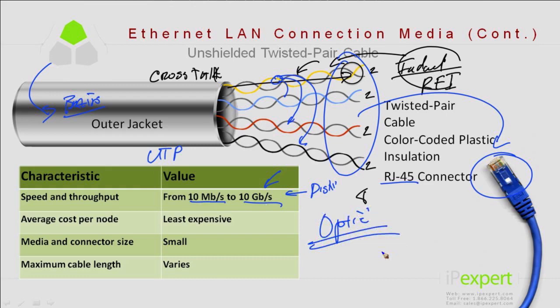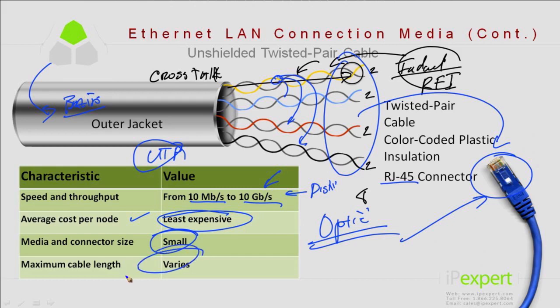The other part of this is that when it boils down to it, UTP is the least expensive solution that we can possibly employ. And the fact that it uses these RJ45 connections means that I have a small form factor when it comes to putting these into things like patch panels and things along those lines. And the main goal here is that the maximum cable length, again, is going to depend on the throughput capacity that we're going to have.